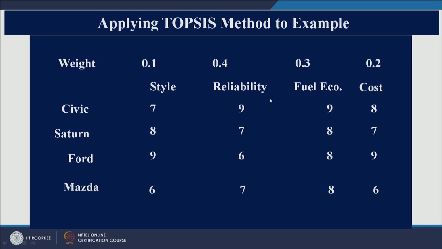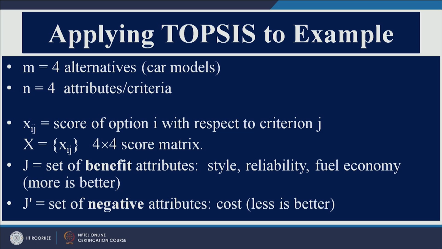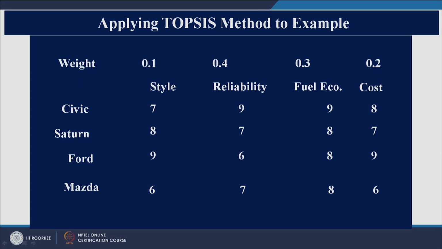So, now let us move towards applying TOPSIS to this particular example. So, this is a case of a 4 by 4 matrix, because there are 4 car models and you have got 4 criteria, right. So, what would be your benefit attributes? The benefit attributes would be what you would like to maximize. You want more and more stylish car, you want more and more reliable car, you want more and more fuel economy, right. So, these are known as benefit attributes, right.